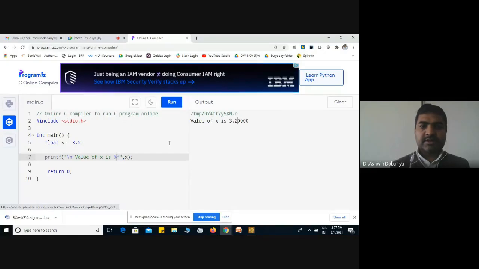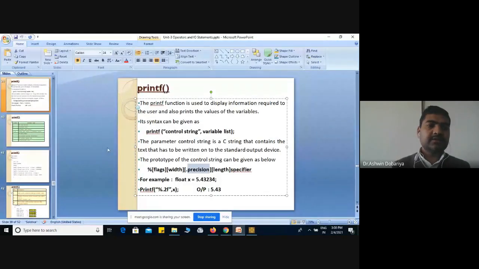Sorry, not over here, but here, dot two. So if I mention dot two, it's a precision. Now see, what is the output? Now 3.50. So again, it is formatting the output because we want to display only 2 digits after the decimal point. I hope it's clear. So this thing we discussed yesterday. Yes, sir. Precision is clear.